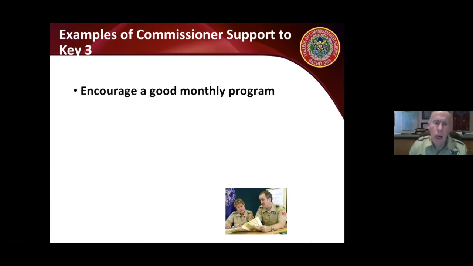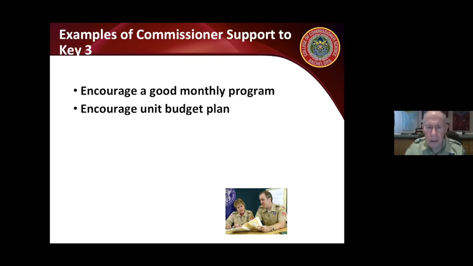So, encouragement of a good program, the goals set out for that unit and presented to the unit itself. A budget plan, if one is not in place. We've heard earlier today the importance of finance, being able to fund awards, activities, supplies for the meetings. All those things should be able to be funded by the unit as opposed to the unit leader.